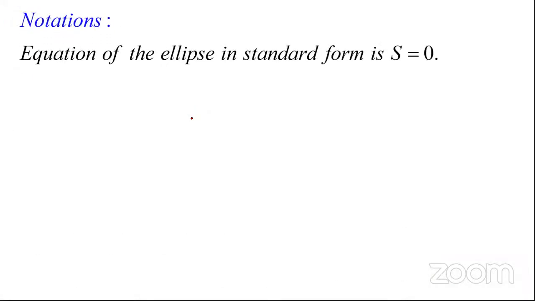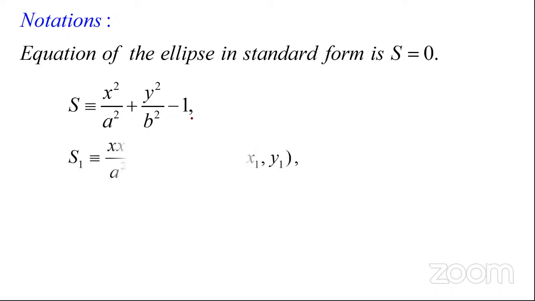So, notations. If the equation of the ellipse in the standard form is S equal to 0, then S equals x square by a square plus y square by b square minus 1. Then S1 is x1 square by a square plus y1 square by b square minus 1, at the point x1 comma y1.